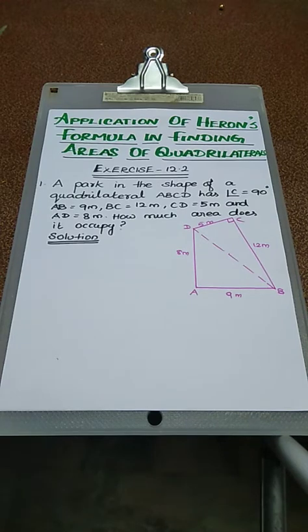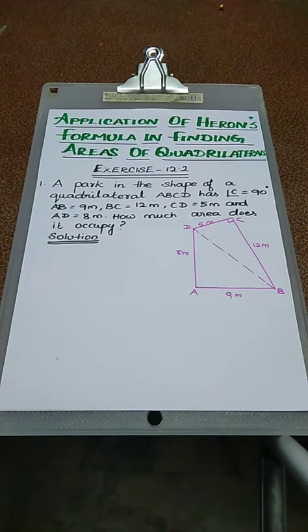In exercise 12.2, first problem: a park in the shape of a quadrilateral ABCD has angle C 90 degrees, AB equal to 9 meter, BC equal to 12 meter, CD equal to 5 meter and AD equal to 8 meter. How much area does it occupy? This is our question. ABCD is a quadrilateral. AB, BC, CD, DA values are given, and another clue is given: angle C is equal to 90 degrees.